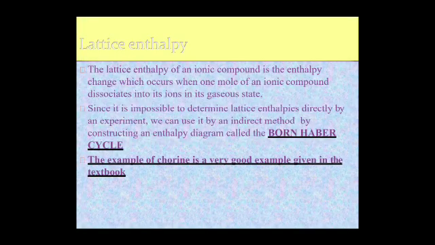What is the lattice enthalpy? It is the enthalpy change which occurs when 1 mole of an ionic compound dissociates into its ions in the gaseous state. Lattice enthalpy is difficult to determine directly by experiments. Hence, an indirect method is used where we construct an enthalpy diagram, called the Born-Haber cycle. The lattice enthalpy of an ionic compound is the enthalpy change which occurs when 1 mole of an ionic compound dissociates into ions in its gaseous state. Since it is impossible to determine lattice enthalpies directly, we use the Born-Haber cycle.